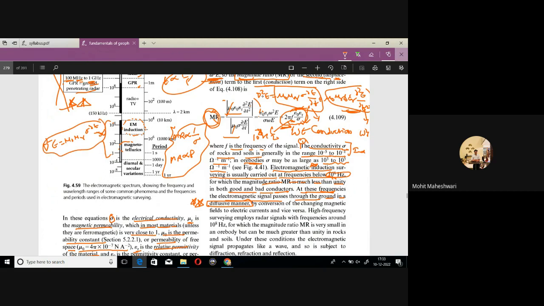And this equation is the familiar diffusion equation. Okay, this thing must be clear to you. This equation is the familiar diffusion equation, by conversion of the changing magnetic field to the electric current and vice versa. This was the first case.